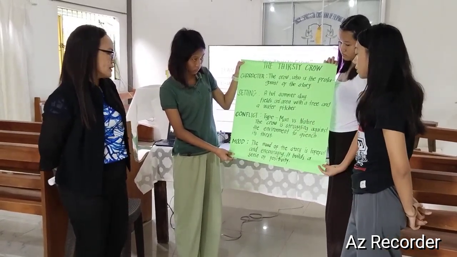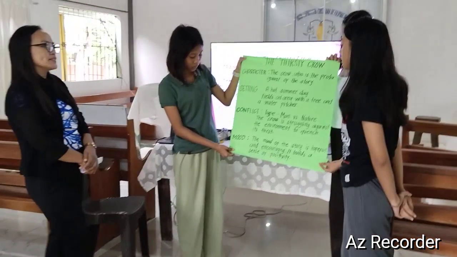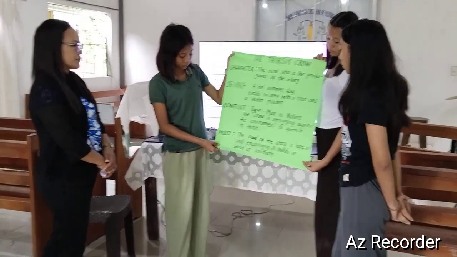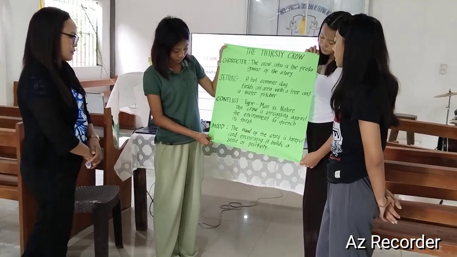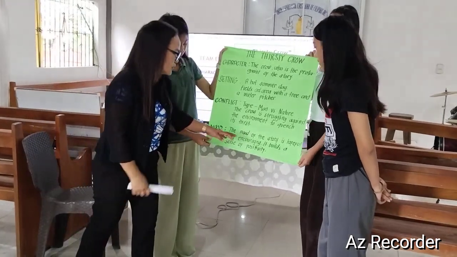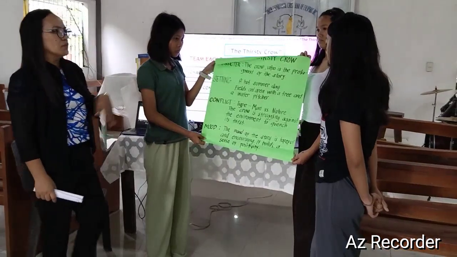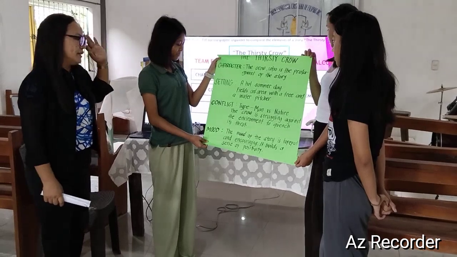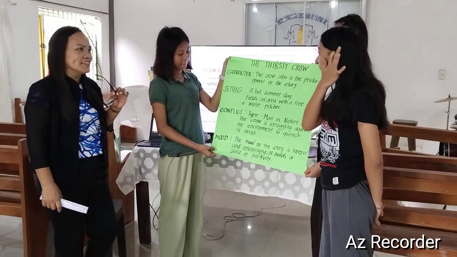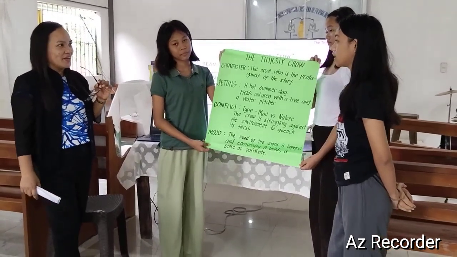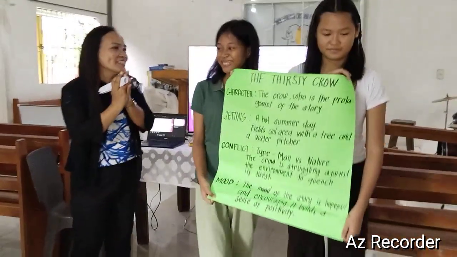Why? Because the crow is struggling against the environment to quench its thirst. So lastly, the mood. The mood of the story is hopeful and encouraging. It builds a sense of positivity. Okay, in what sense that you are saying the mood of the story is hopeful and encouraging? What part of the story that is encouraging and hopeful? The crow doesn't give up easily. Yes, it did not give up easily. Okay, very good. Okay, let's give a big hand for the team Eagle.